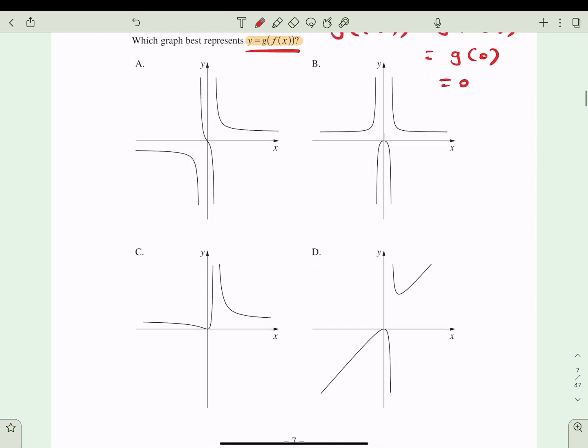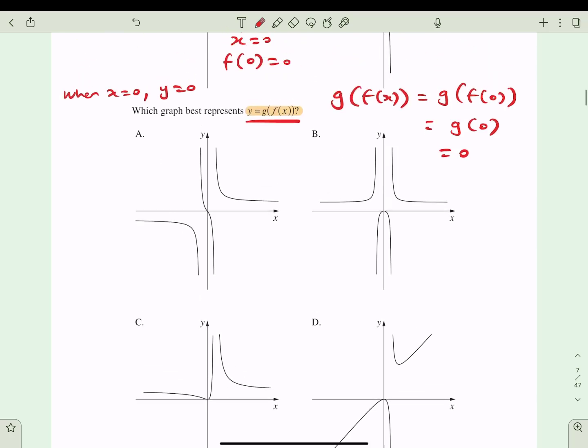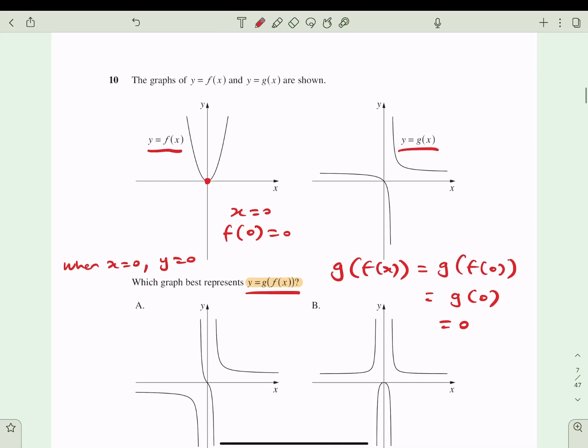Okay, that's what it means. So looking at my answer options, unfortunately for us, all our answer options go through the origin. So it really doesn't narrow down our options much, but it is helpful to understanding what's going on. Okay, keep going though. Now we imagine as x becomes a big number, what happens? As x becomes a big number, f(x) also becomes a big number. Right, so let's say x approaches 1,000, okay, just any random number. f(x) will approach something like 1,000,000, okay, a big number.